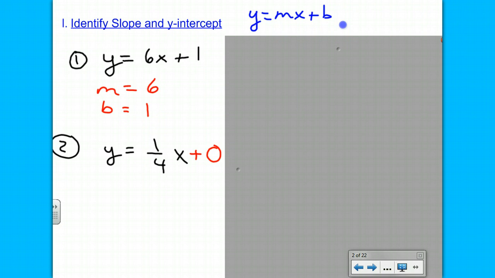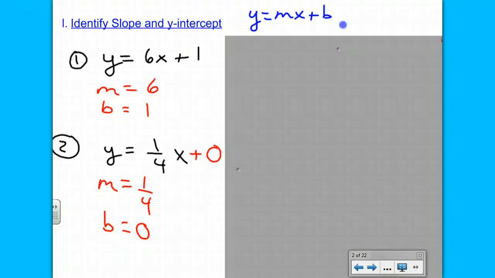And now we can simply say the slope is, good, 1/4, and the y-intercept is 0. It's not just nothing, it's actually 0. That's a place on the graph. If we look at my coordinate plane here, where does y equal 0? Right there, the point of origin.